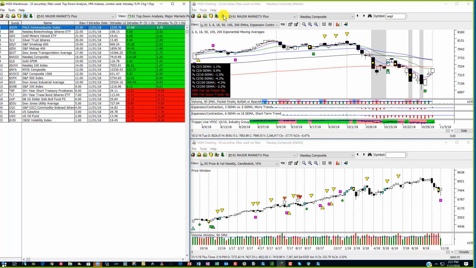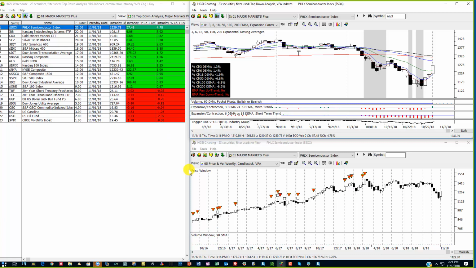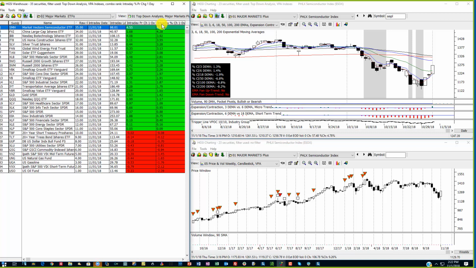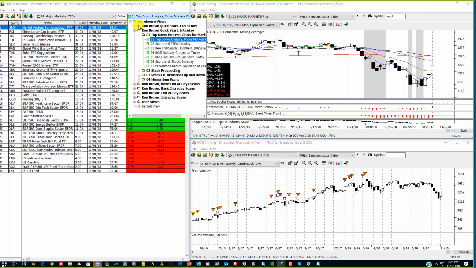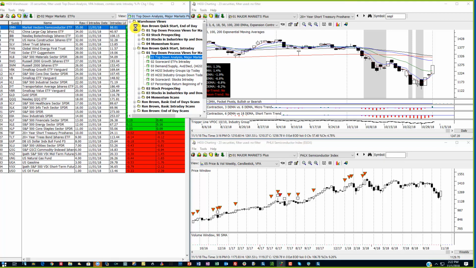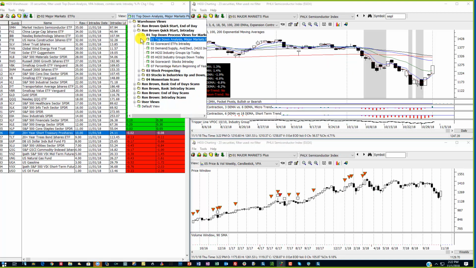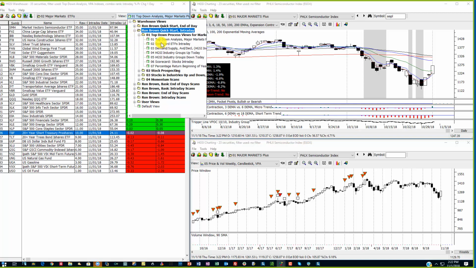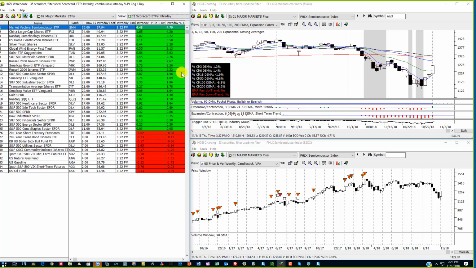Okay, let's go through some of these views. Now remember, these are updating right now, every 5 minutes. I'm just letting this run in the background. So I want to see if you can see a common theme here along with me. I'm still in the major markets plus. Let's drop down to major markets ETFs. Let's get out of the end of day here and go down to the intraday. Now I'm in intraday. I'm going to go to the scorecard ETFs intraday.